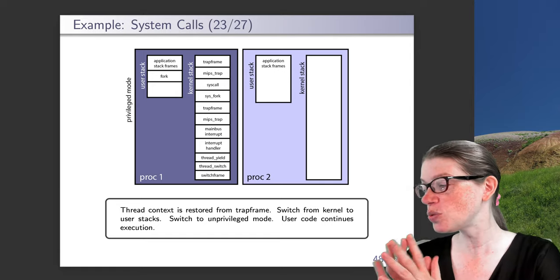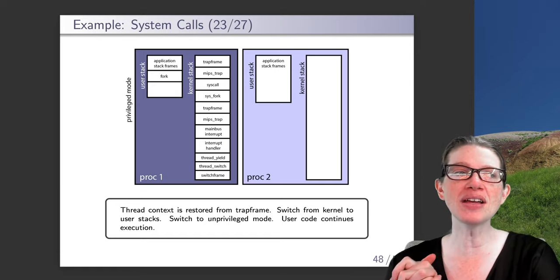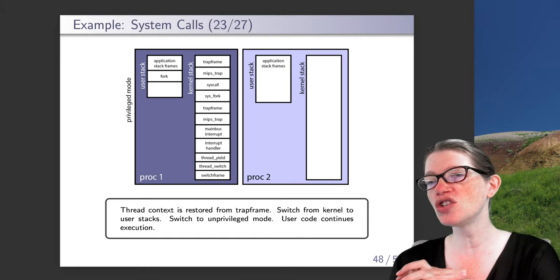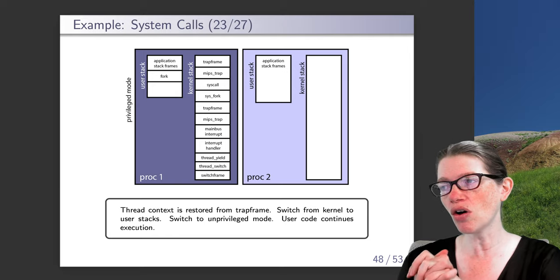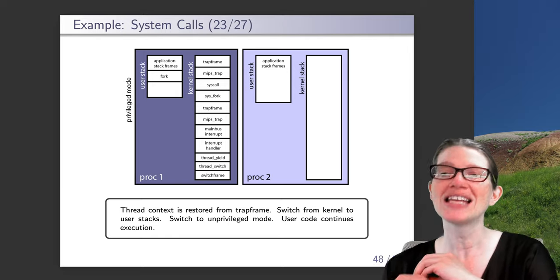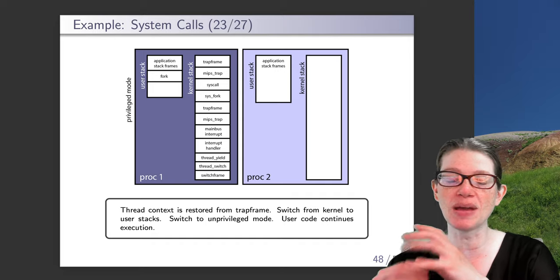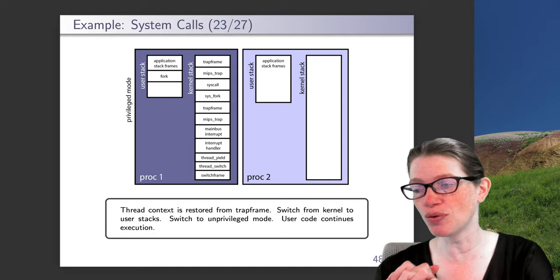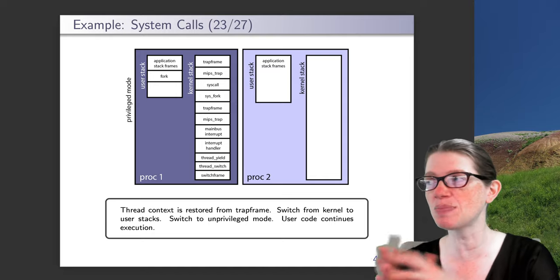Question on Twitch. What is main bus interrupt again? So main bus interrupt is kind of like a dispatcher for the interrupt handler. We're going to figure out which device caused it and call the appropriate specific handler for that device, based on which device actually threw the interrupt. So it's the dispatcher for interrupts.